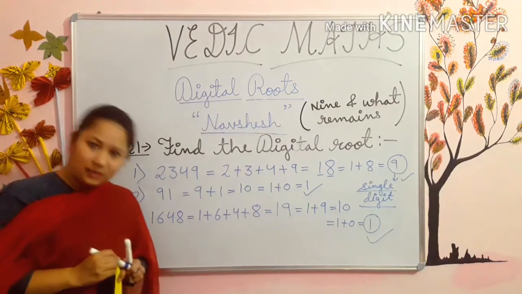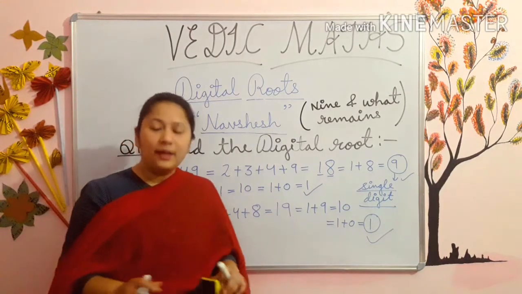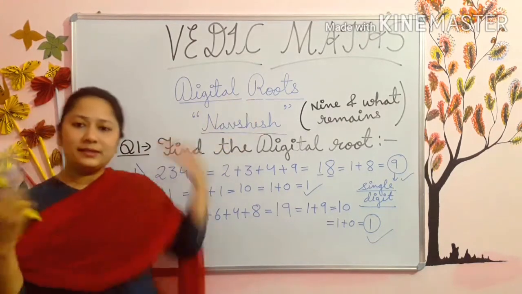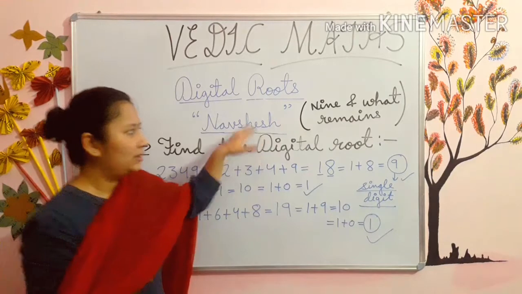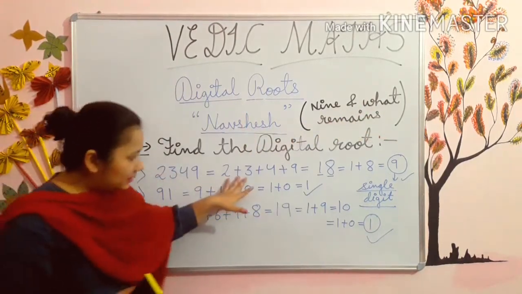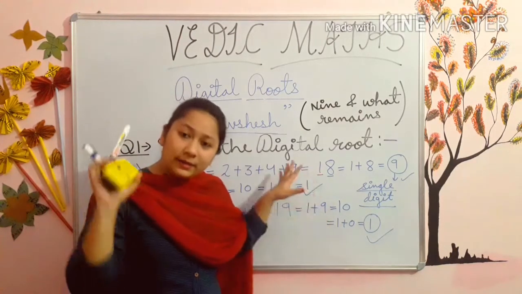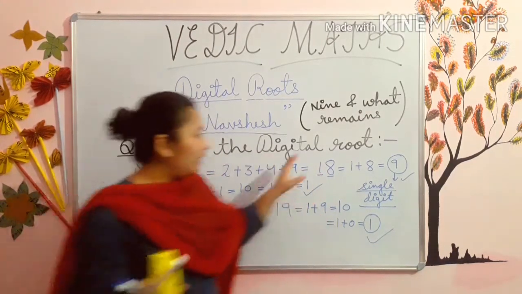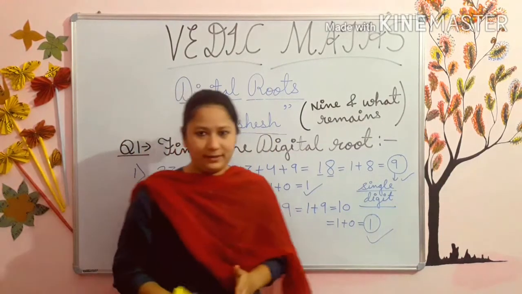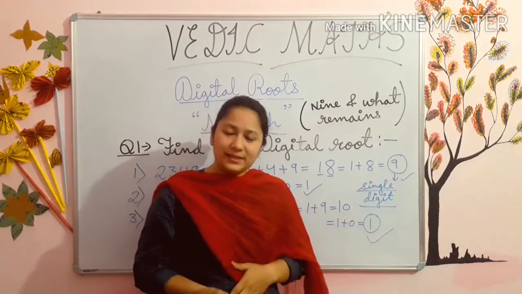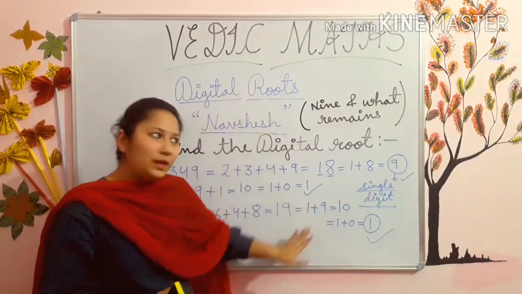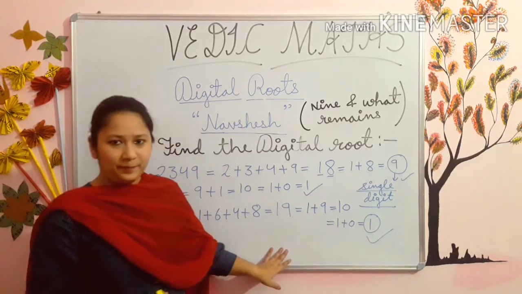Now students, I think you understand how to find a digital root. किसी नंबर का digital root कैसे निकालते हैं? You have to add all the digits, and you have to keep adding till you get a single digit. जब तक आपको single digit नहीं मिल जाता, आपको add करते रहना है. So students, today you have learned digital roots and how to take out the digital root of a number.